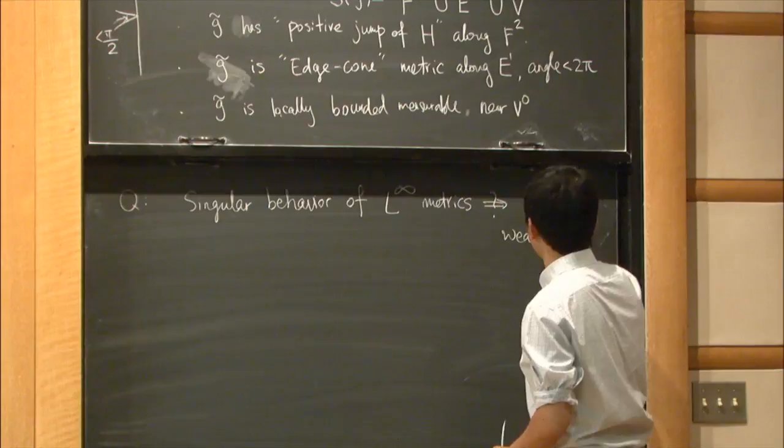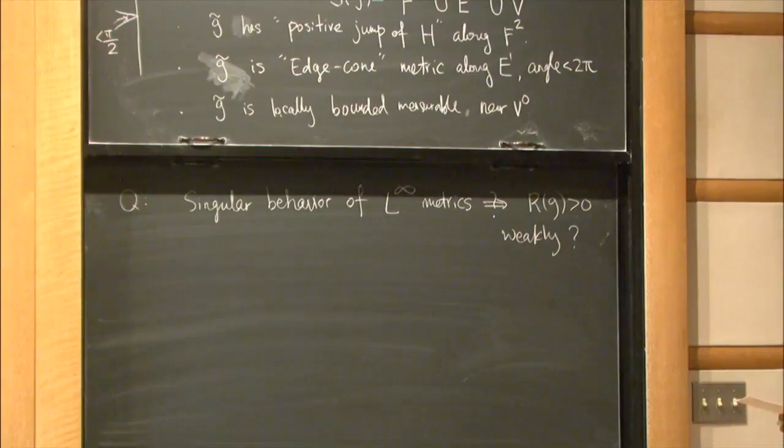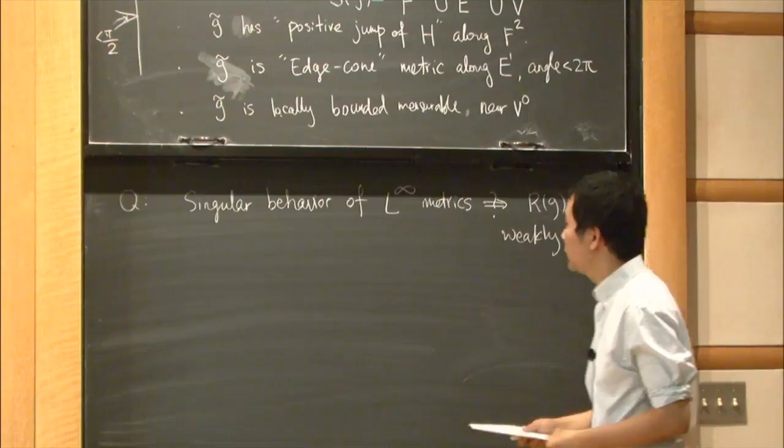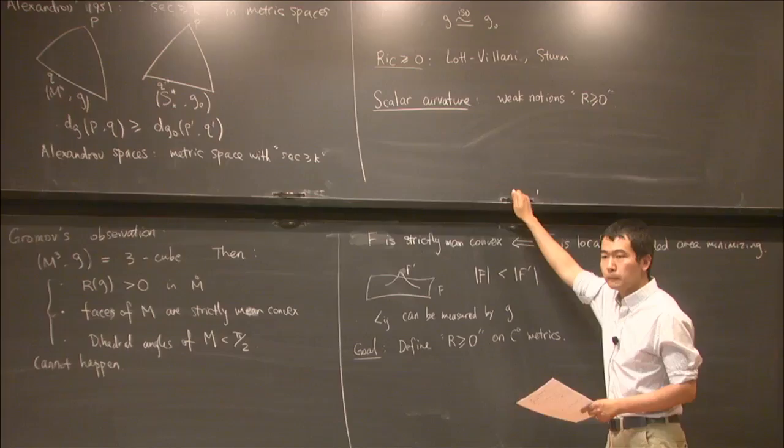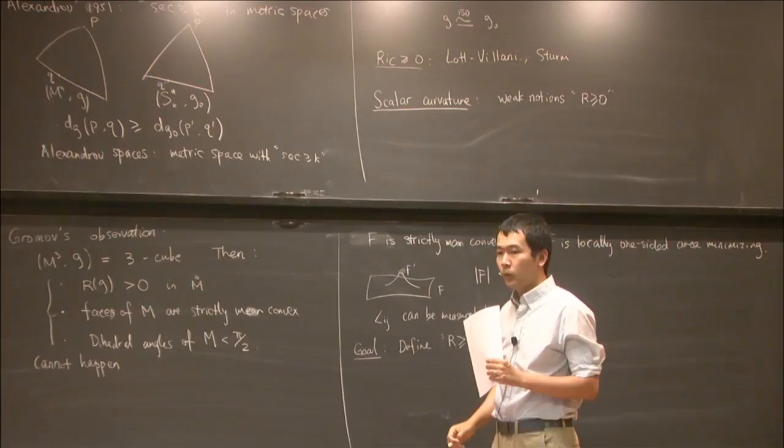Okay, so that's the question motivated by Gromov's construction. I'll briefly review what is known about this question. Sorry, I just got a little bit confused. You didn't quite finish the heuristics on this case, right?